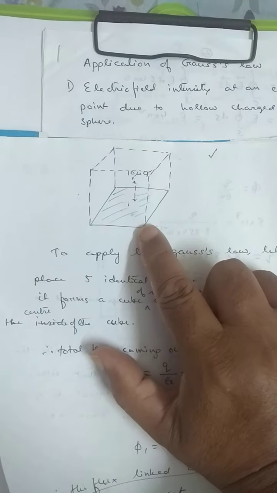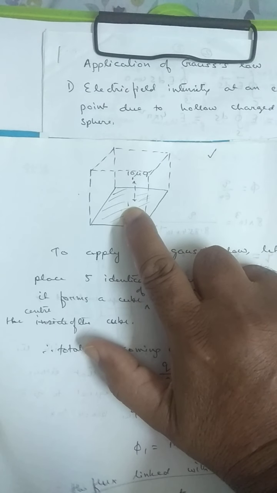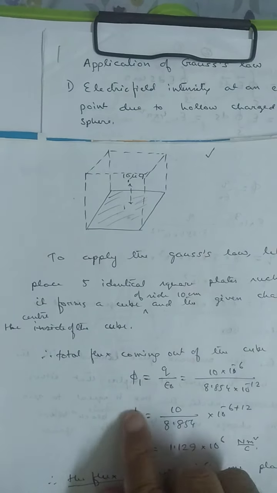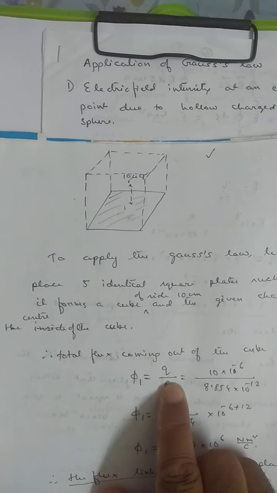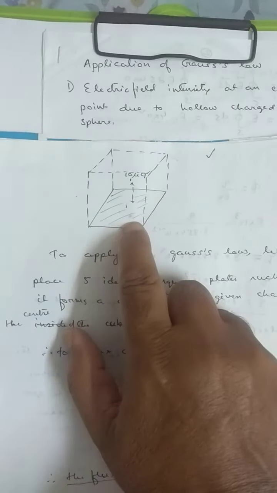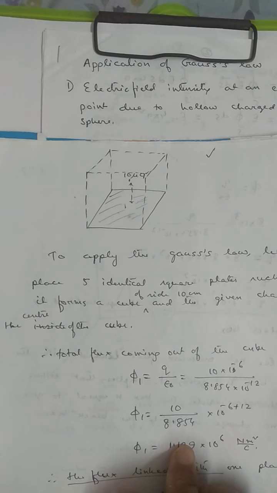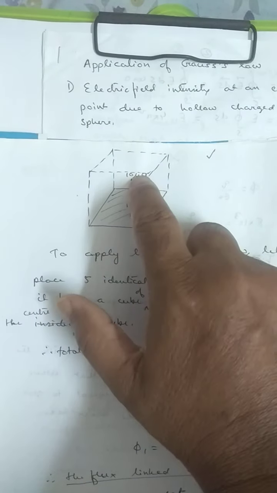But in the question, they asked to find the electric flux associated with this square plate, not the whole cube. So the total electric flux linked with the whole cube is Q by epsilon 0. Is it not? So what is the flux linked with one plate? It is 1/6 of this flux. Why? Because the cube has 6 faces, and this total flux is associated with all the 6 faces of the cube.